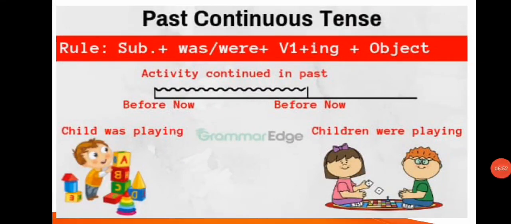Now let's move on to past continuous tense. See in this picture, the rules are subject plus was/were plus first form of the verb with ing and object. In this picture, on the left hand side, we can see the child was playing. We use was with a singular subject, but on the right hand side, we used were with a plural subject, and it becomes children were playing.